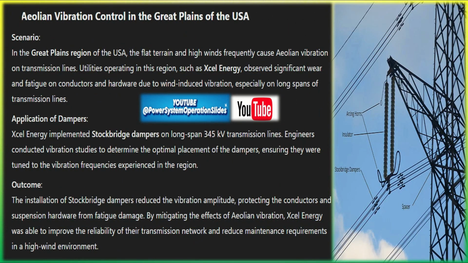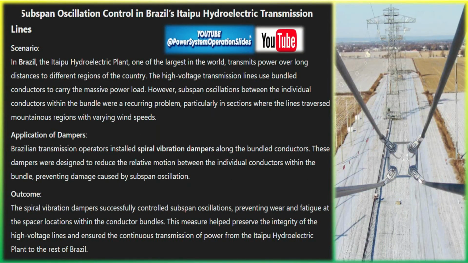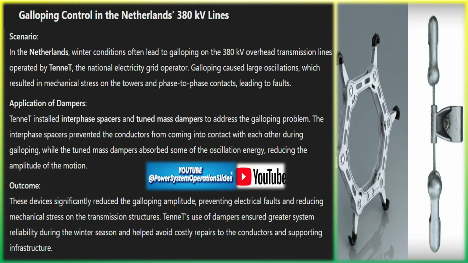Tuned mass dampers. Tuned mass dampers are devices with a mass attached to the conductor via a spring or flexible element. They consist of a small mass suspended from the conductor by a flexible material like a spring or cable. Working principle: the mass moves in opposition to the conductor's vibrations, damping them by converting the mechanical vibration energy into heat or internal friction. These are usually tuned to specific vibration frequencies. Application: can be used for both Aeolian and subspan vibration damping.